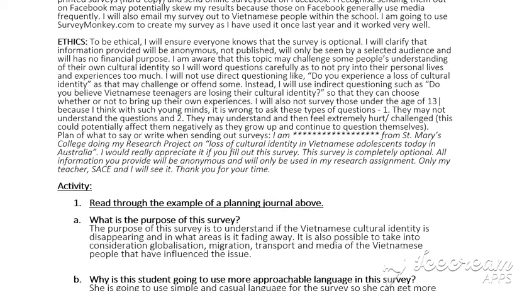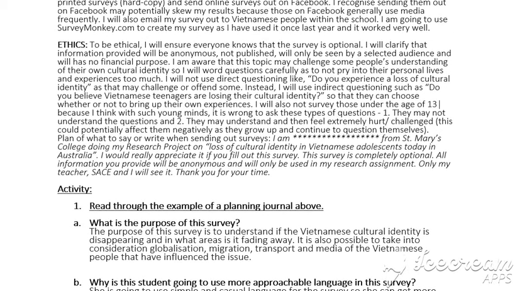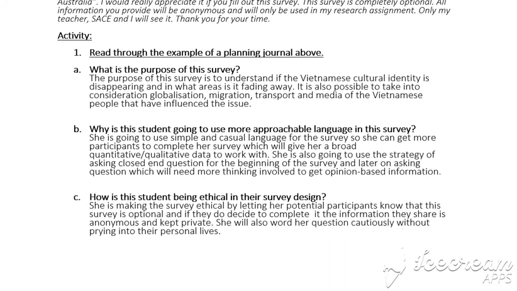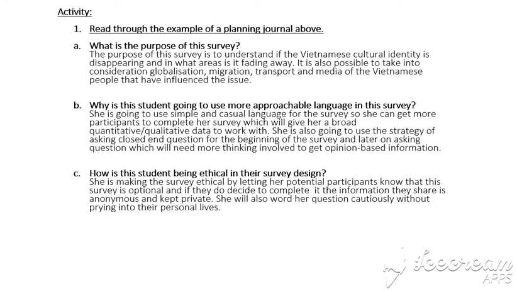The next thing is to ask about the language being used in the survey and how they were ethical. Again, this student's given us some responses as an example, which are really great. It's simple, it's casual, you're going to get different types of data. But again, this is just like some key ideas. You can go deeper than this.